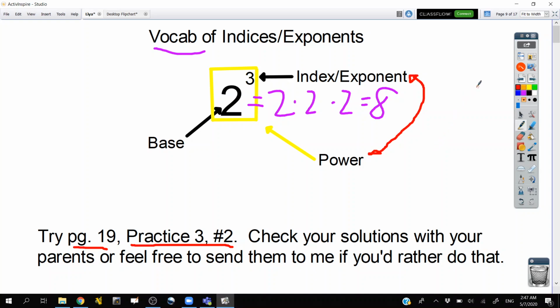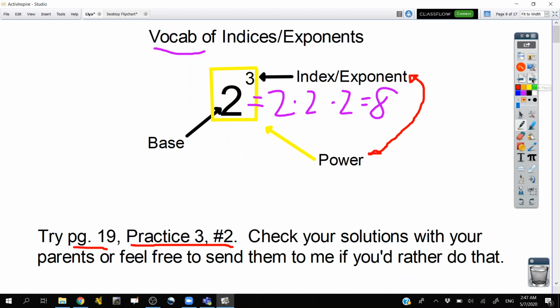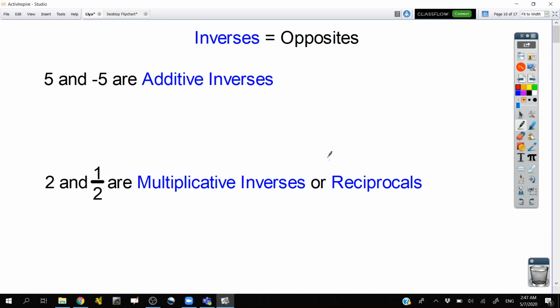Well, welcome back, Leah. I'm assuming that you've tried out these problems and either sent them to me or checked with your parents, and you feel pretty good about indices and exponents. So we have some new vocab, some new ideas about the way numbers developed, and you probably feel pretty good. If not, let me know. If you're feeling good, let's go.